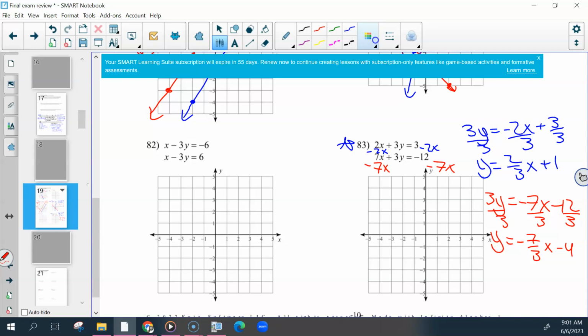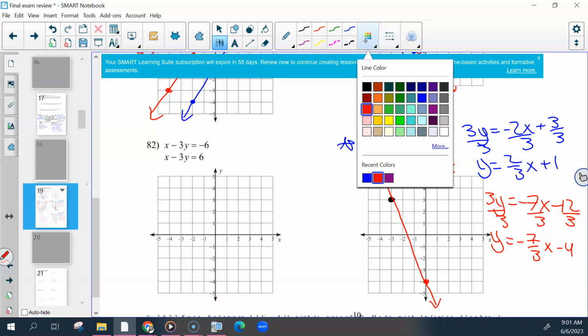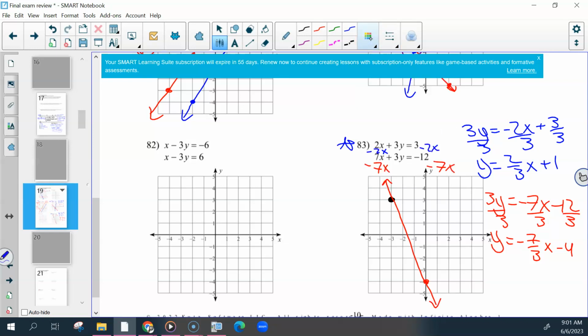I'm going to do the second one first. Starting at -4, go up 7, left 3. And draw a line that connects those. And then graph the other. Start at +1. The slope is positive, so we can go up to the right 3, down to the left 3, and connect.